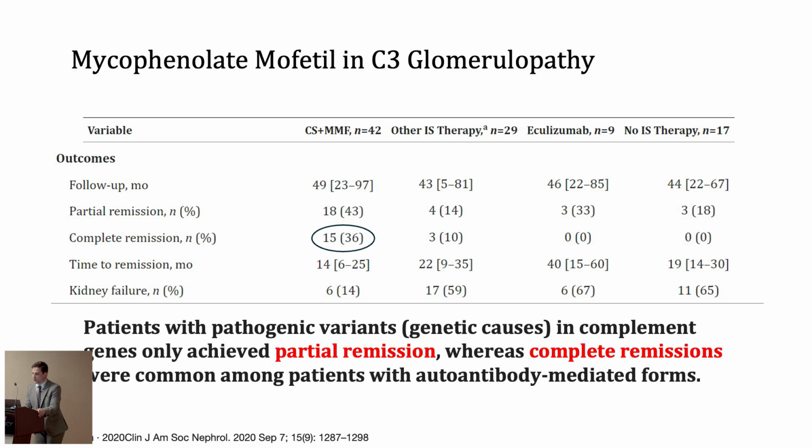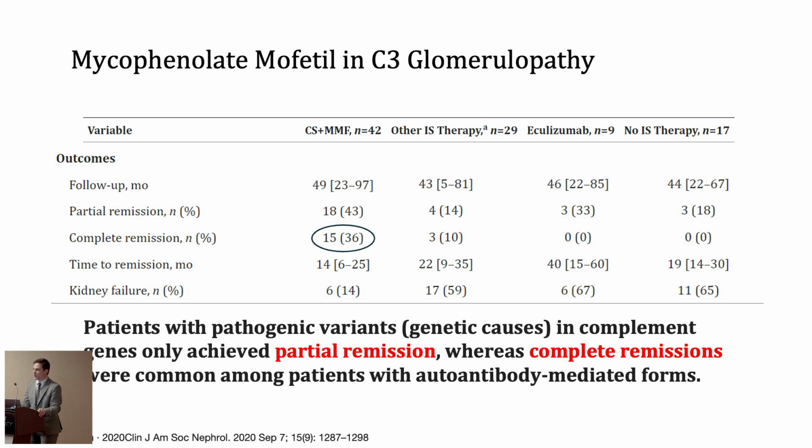However, patients with the genetic cause only achieve partial remission. So this does not fix a genetic problem. It's not meant to. Complete remissions were more common if you had the autoantibodies that disrupted the alternative complement, which is the nephritic factors. So if you can identify a patient with a nephritic factor and you can give them MMF, we like to think that maybe the MMF is targeting the cells that make those antibodies. But we don't honestly know that.